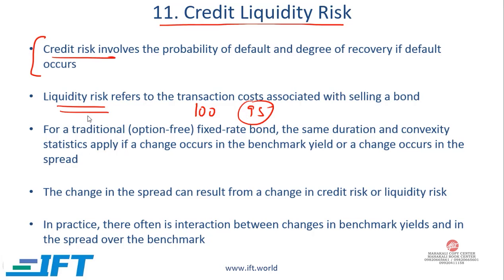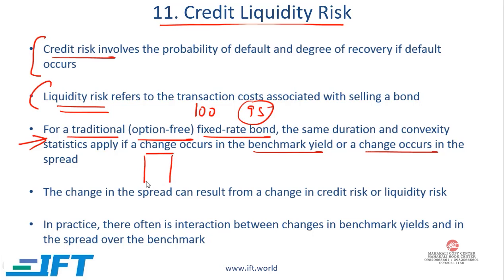These are just definitions. Now the key point for this section: for a traditional or option-free fixed rate bond, the same duration and convexity statistics apply if a change occurs in the benchmark yield or a change occurs in the spread. Here we connect back with something that we saw in the previous reading.